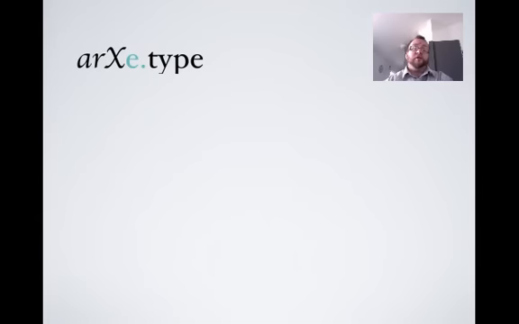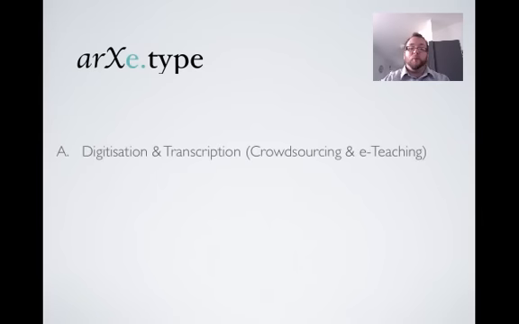And here's project ArXe.type. What looks like an X is actually a Greek chi, like in LaTeX, to give it a little bit of a techie influence and also a little bit of an ancient classics influence. And E-type, of course, stands for the electronic format.